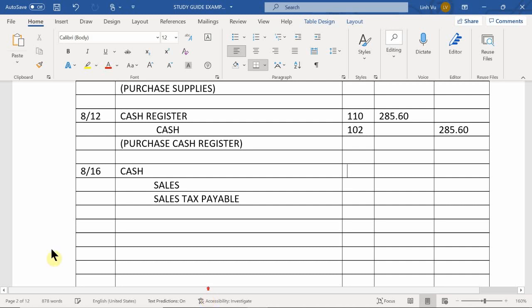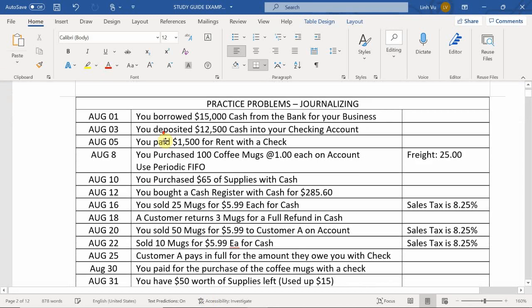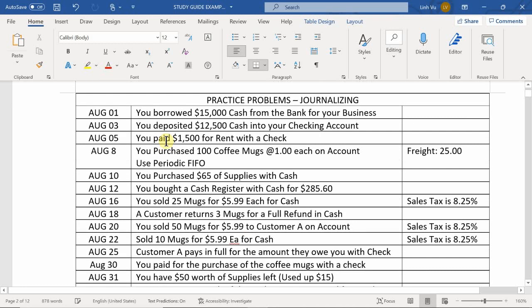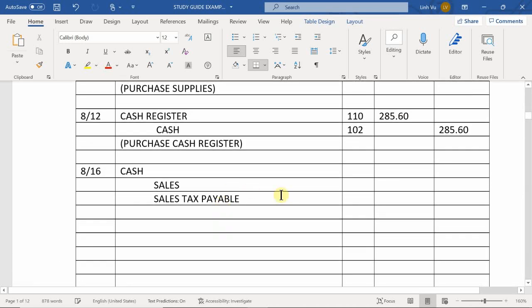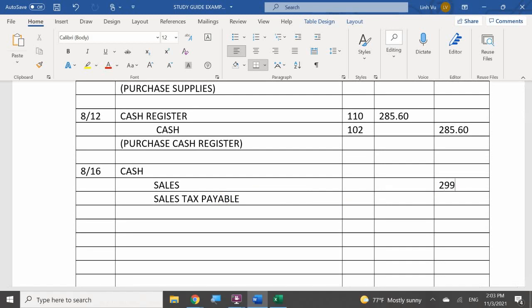Let's see how many times 50. Wait, hold on, let's see. On the 16, we sold 25. How much is it for $5.99? So it is 299 and 50 cents. Sorry, 50. So those are well, this is no, this is not the sale. This is the cash.